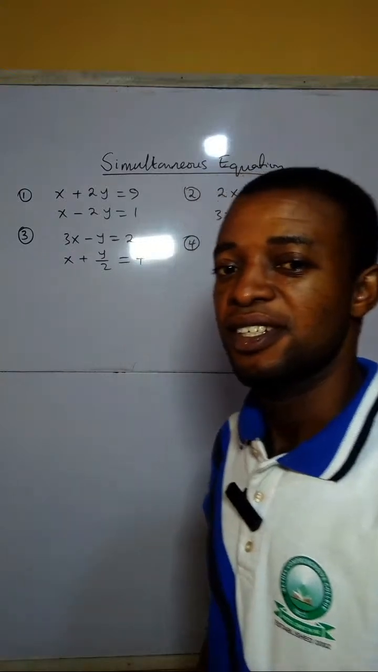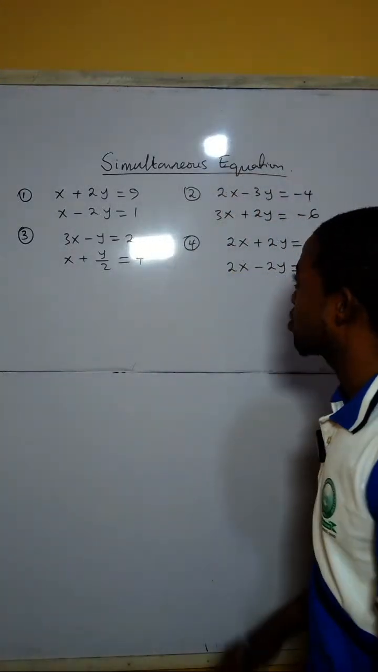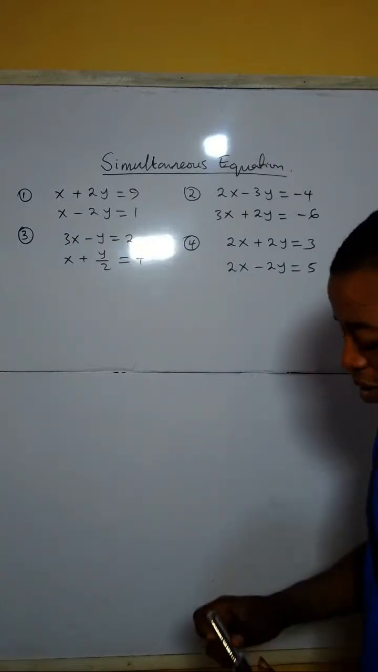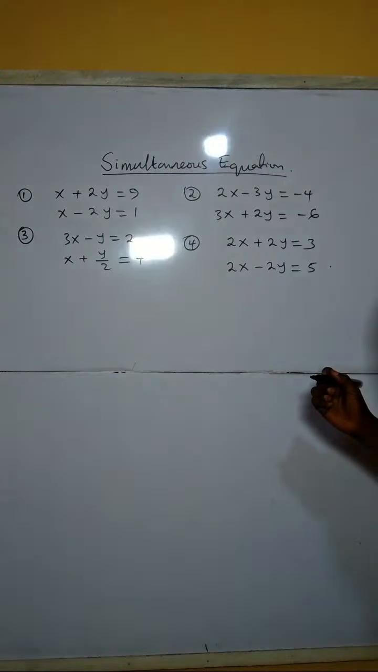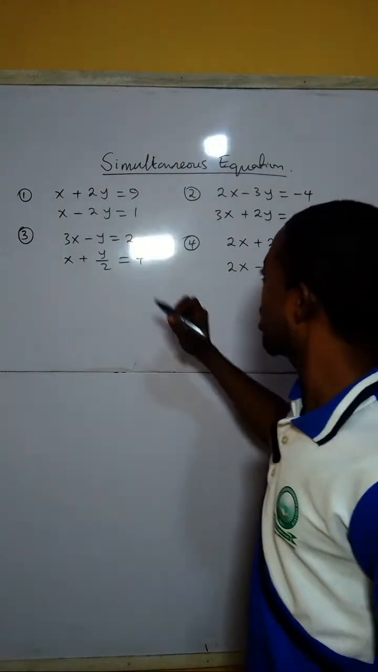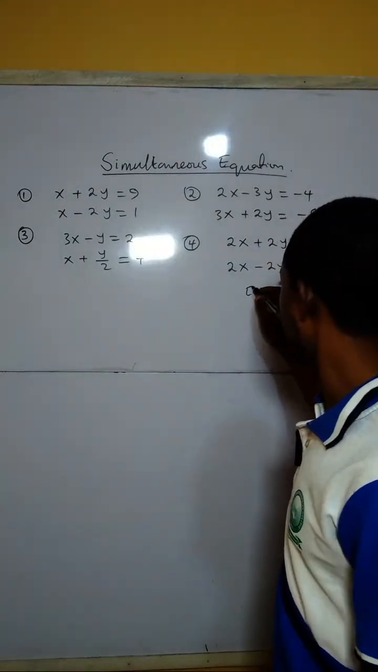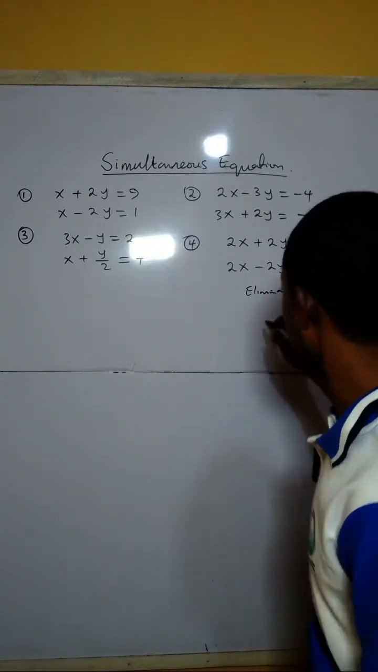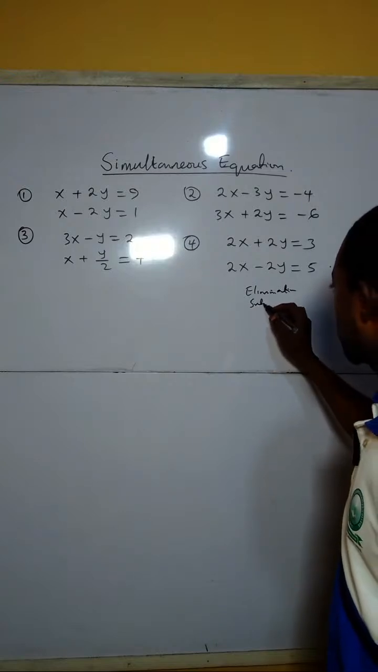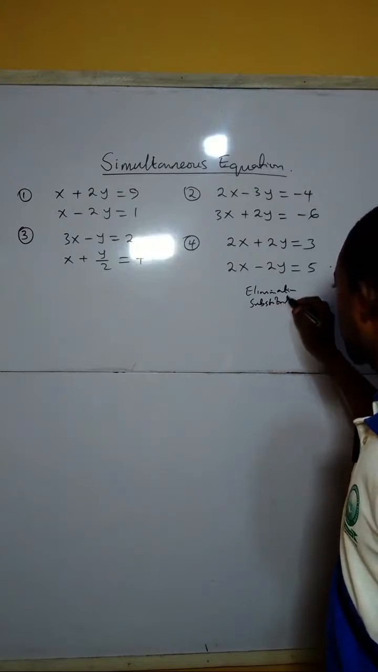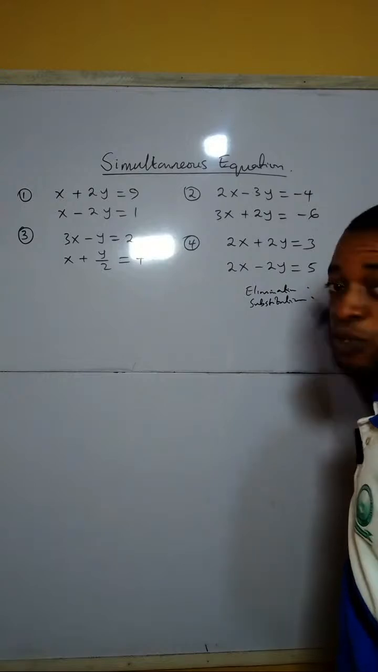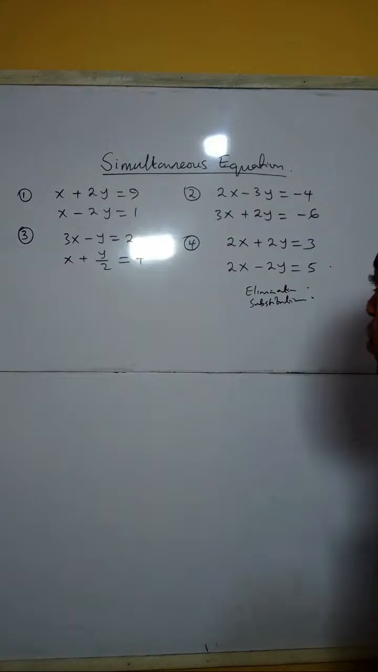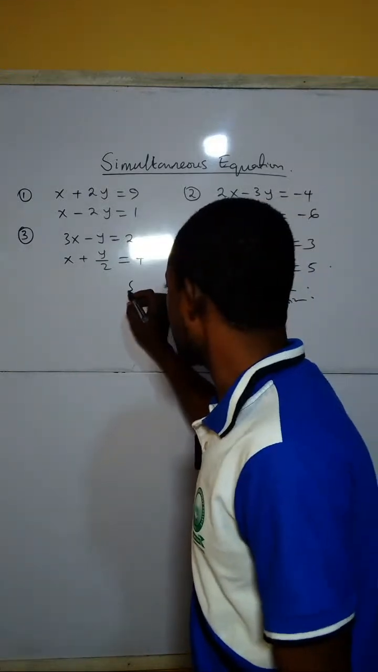Hello class, we want to look at these questions on simultaneous equations. That is, we look at the method of solving this. We can use any method, from the elimination method or the substitution method. So whichever one is easier, we can make use of out of these two methods.